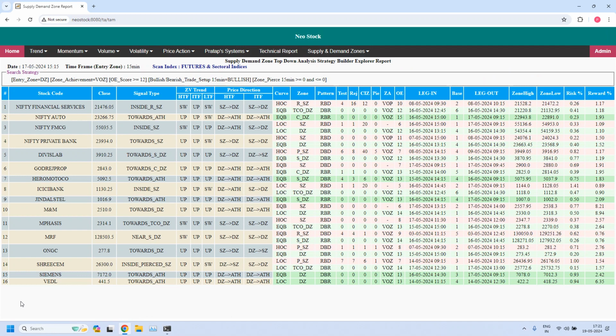Now 16 stocks are filtered. These 16 stocks are supporting the daily income trade, bullish trade setup.